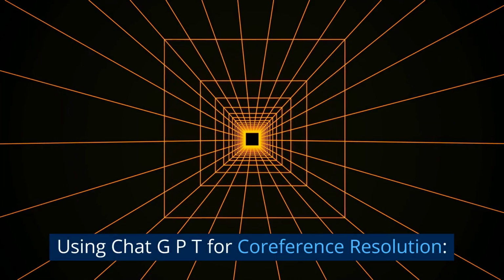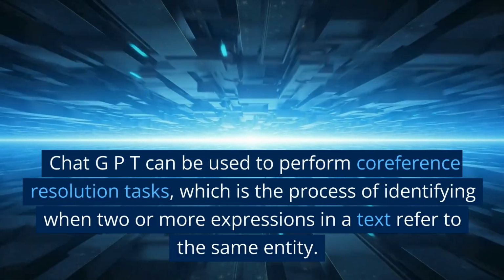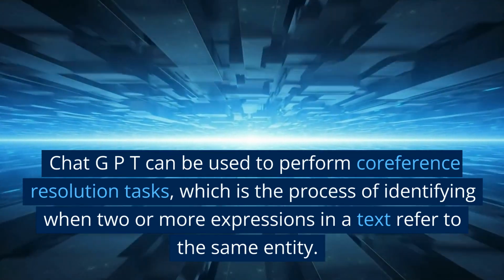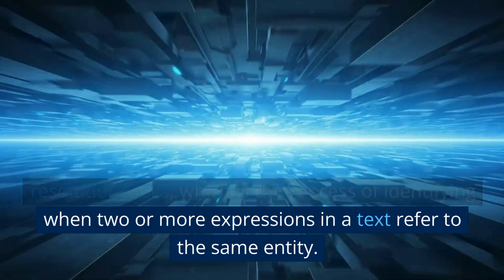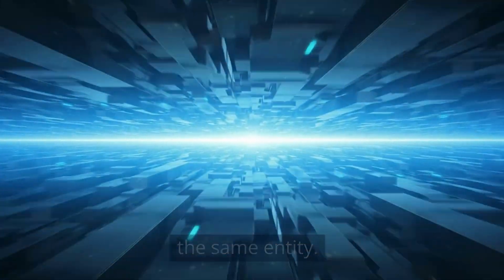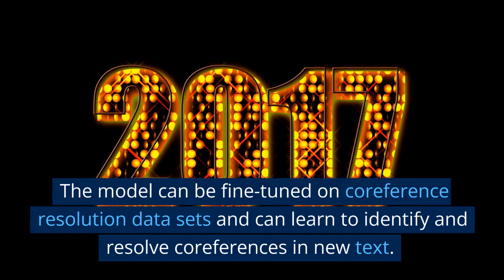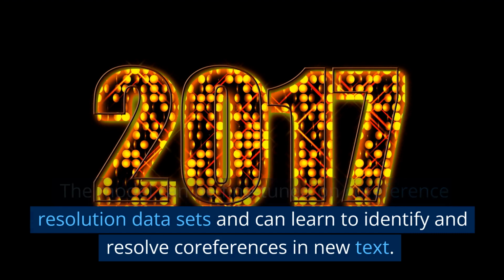Using ChatGPT for co-reference resolution. ChatGPT can be used to perform co-reference resolution tasks, which is the process of identifying when two or more expressions in a text refer to the same entity. The model can be fine-tuned on co-reference resolution datasets and can learn to identify and resolve co-references in new text.